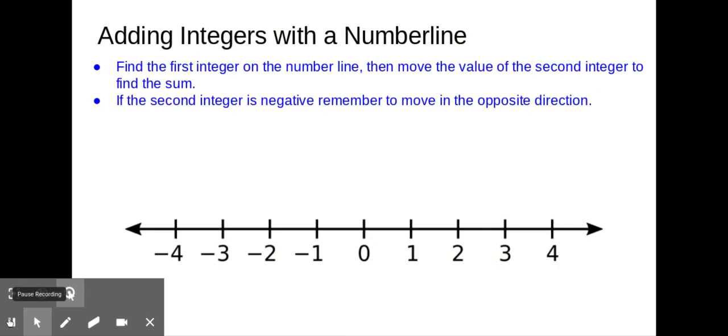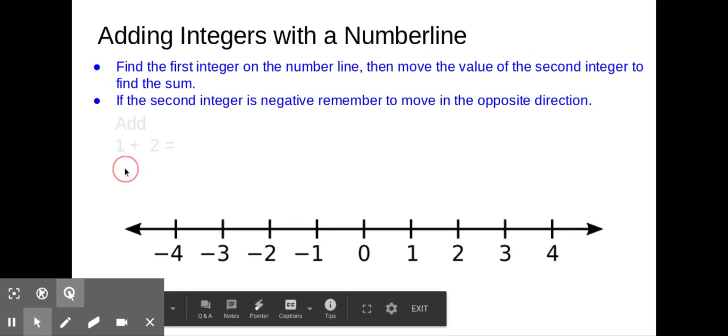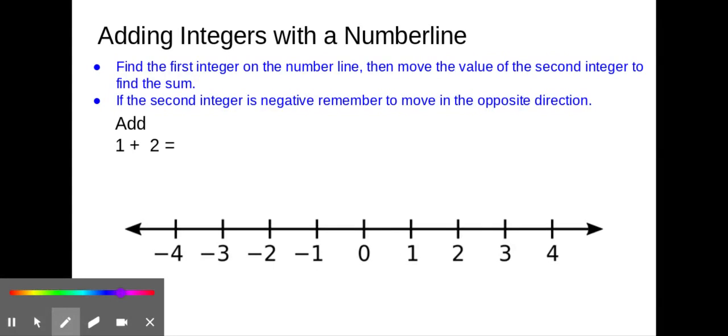So the first method I'm going to teach you is how to add integers on a number line. So we have a couple of things that we need to do. First thing we need to do is find the first integer on the number line. And then we're going to move the value of the second integer to find the sum. Okay, so let's go ahead and try one out. We're going to add 1 plus 2. Now this might seem very simple to you. This is just adding whole numbers, but we're going to use it to demonstrate how this is done.